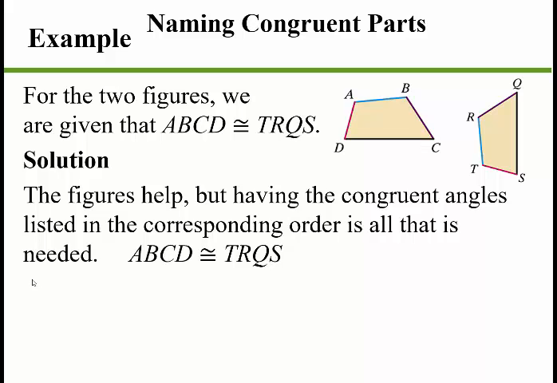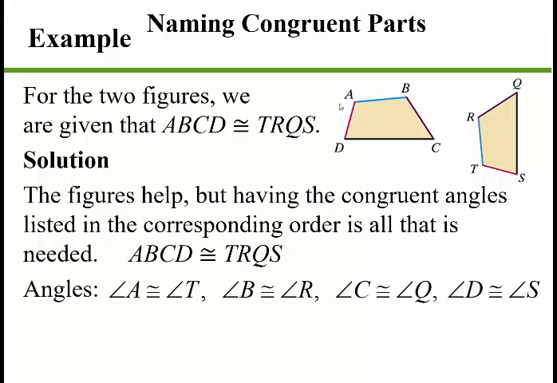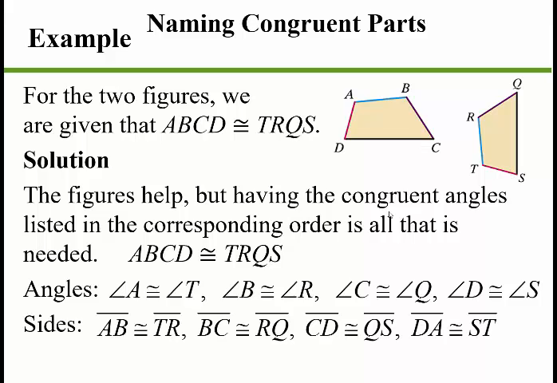So if I know that figure ABCD is congruent to TRQS, angle A here is congruent to angle T, angle B is congruent to angle R, angle C is congruent to angle Q, and angle D is congruent to angle S. And then finally, the sides are congruent. So AB is congruent to TS, BC is congruent to RQ, CD is congruent to QS, and finally DA is congruent to ST. So all I've done is I have two congruent figures, and I've just listed their sides.